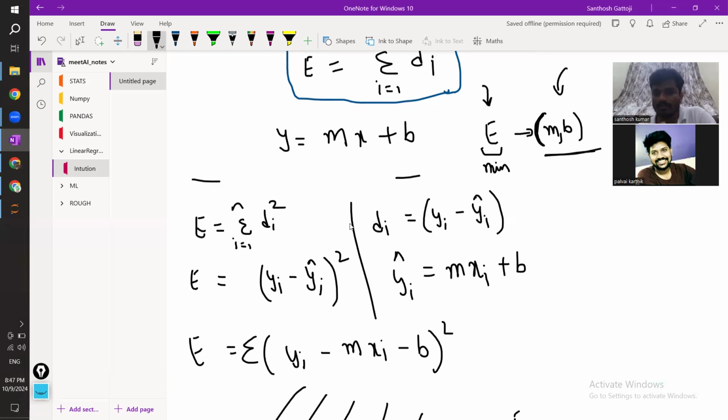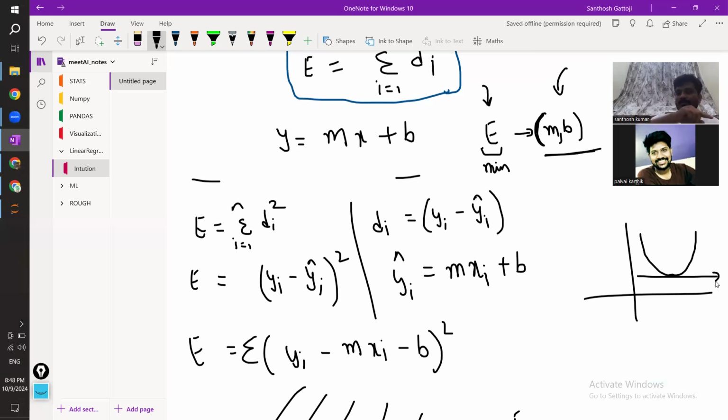My goal is to find the minimum value of that. In calculus, we have a rule that the minimum value of a function will be found where its slope is zero. That means, for example, if you have a graph over here, you take any value. What is the minimum value? This is the minimum value. But how will you find it? You can say it is where the slope is zero. Why is it zero?